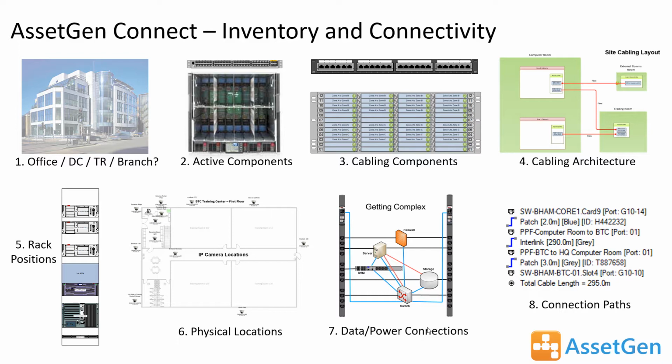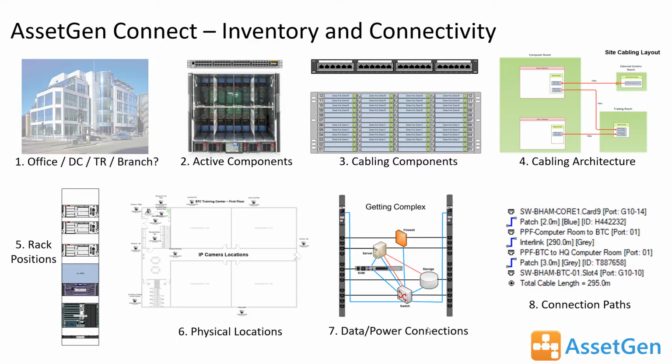The components that make up your infrastructure, both active and passive, are sometimes simple like a switch or a patch panel, or more complex like chassis devices such as blade servers, modular cabling systems, optical distribution frames. So we have to have the flexibility within AssetGen to be able to cope with all types of components. And this is where there's a major difference between spreadsheets, which actually have great difficulty being reconfigured to cope with new devices and new technologies.